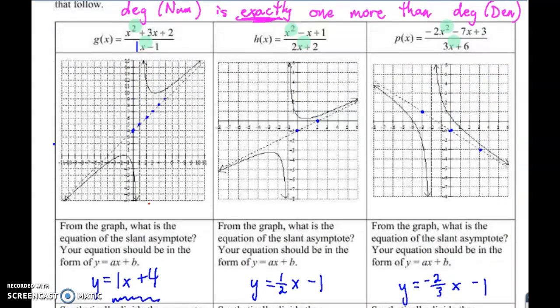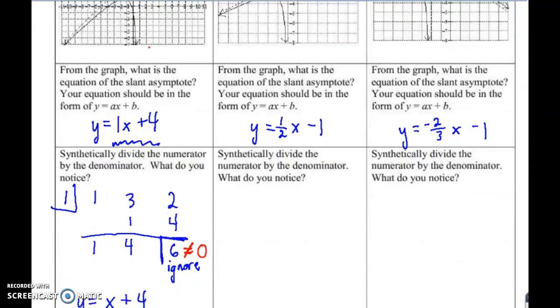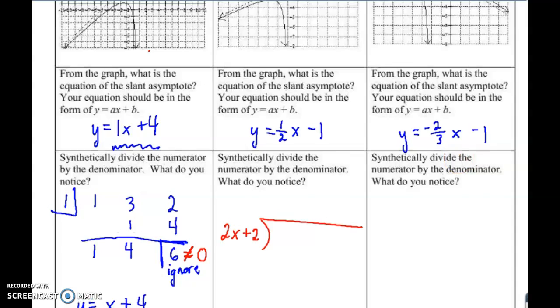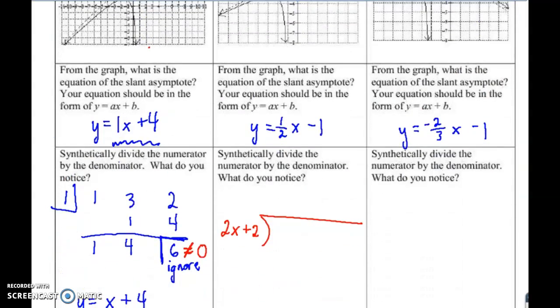Now, I'm not a big fan of dividing by this because it's not a coefficient of 1 here. So I would actually use long division. So let me do long division on this problem. 2x plus 2, and our term is x squared minus x plus 1.